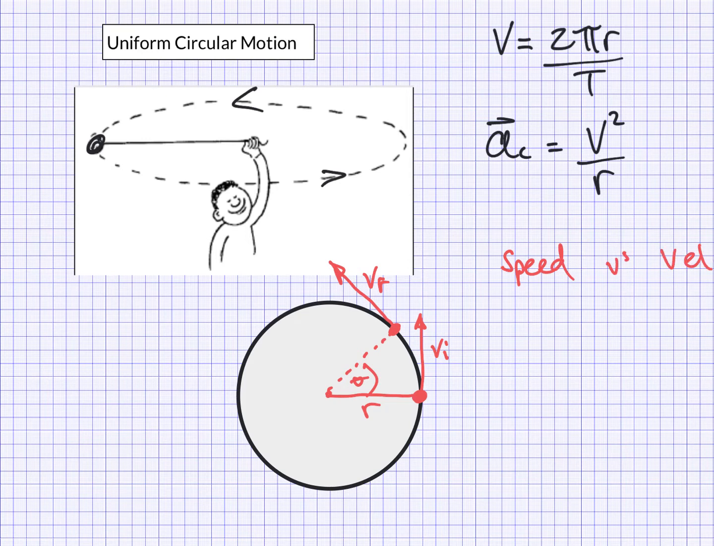Now, what's important is that we can describe the difference between speed and velocity. If I'm looking at just speed and I compare these two, then I would say that they are equal to each other, because when I'm just looking at speed, I'm only interested in the magnitude. And if this is indeed uniform circular motion, the magnitude of the speed is going to be the same.